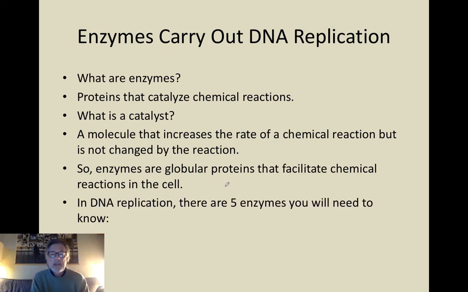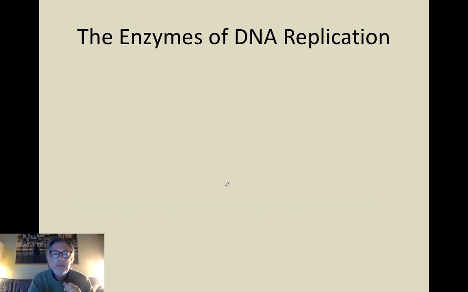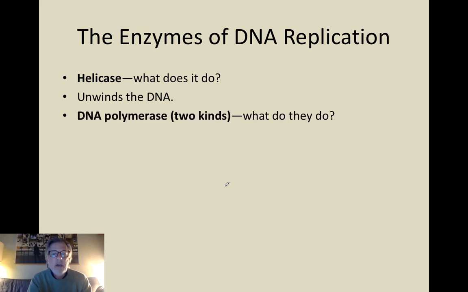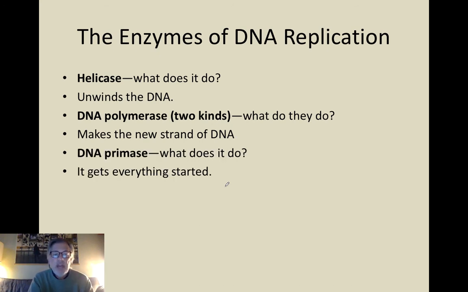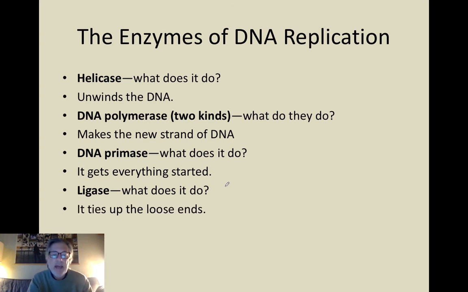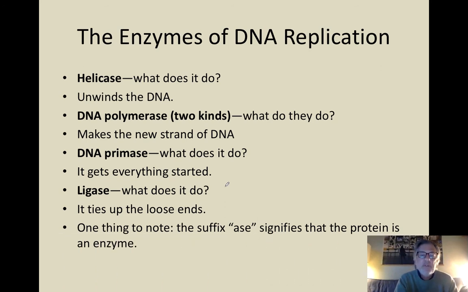In DNA replication, there are 5 enzymes that you're going to need to know about, and here are their names. They are helicase, and it unwinds the DNA. DNA polymerase, there are 2 different kinds, and they make the new strand of DNA. There's primase, and it gets everything started. And finally, there's ligase, and that ties up the loose ends. And we're going to see how this works in just a second. One thing for you to note here is that the suffix ase signifies that the protein is an enzyme.